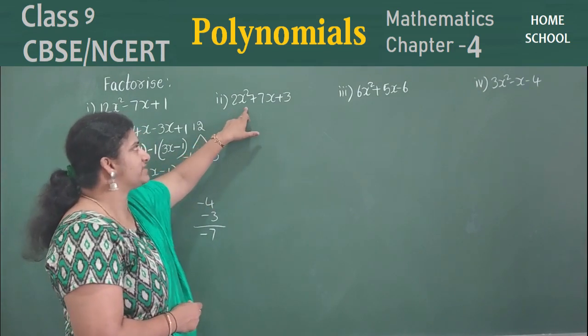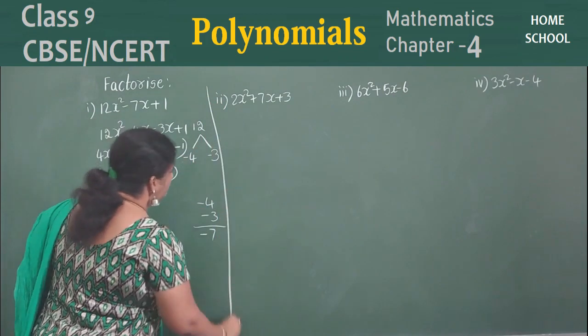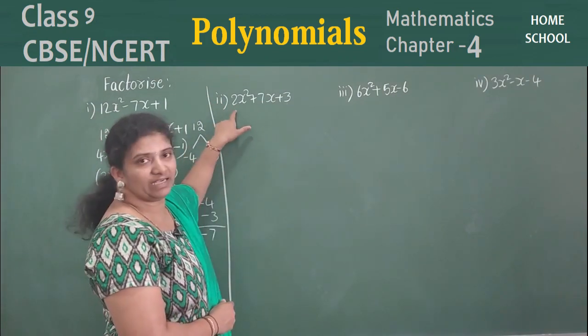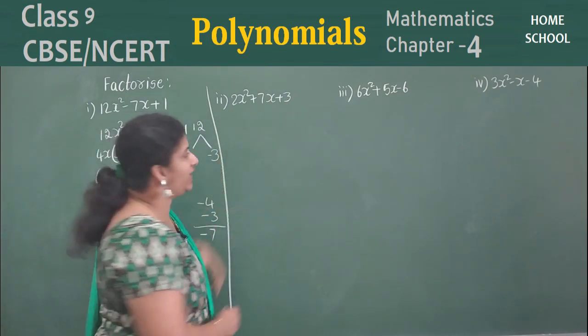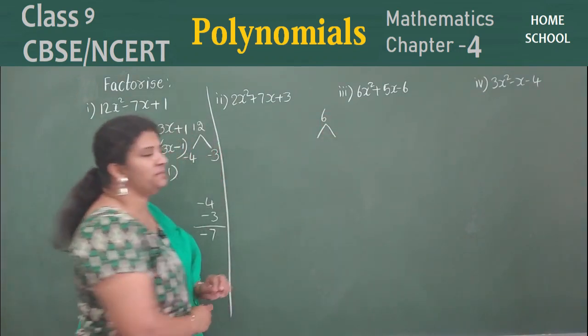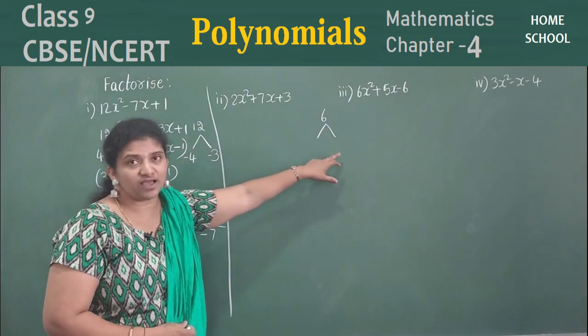That is 2x square plus 7x plus 3. What is your first step? See the numbers, multiply. 2 and 3. 2 into 3 will be 6. Right? Find the factors for 6 here. 6 ones are 6. Okay. 2 3s are 6.